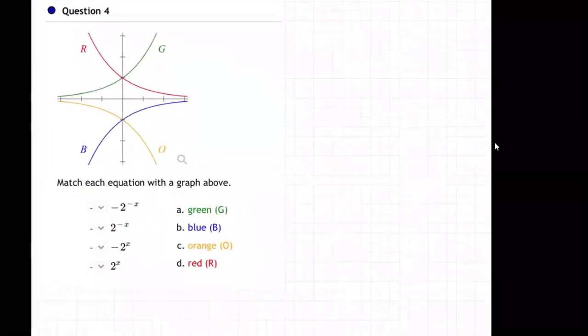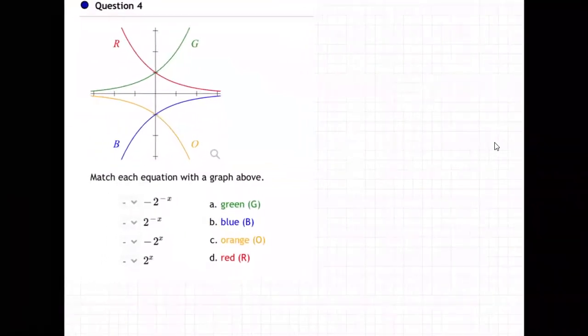Okay, so this is section 6.2, and we're looking at these graphs, 4 graphs, and they want us to match each equation with a graph above. So we're going to match the equations with the graphs above. How do we do that?